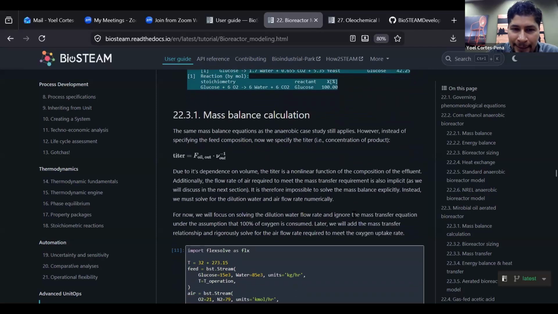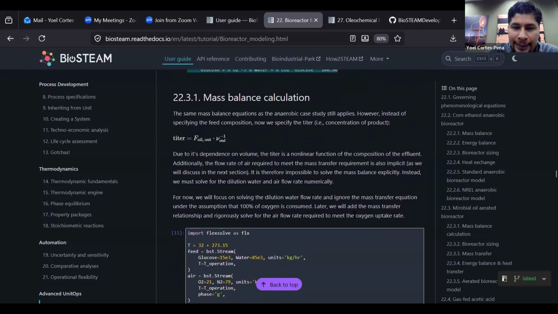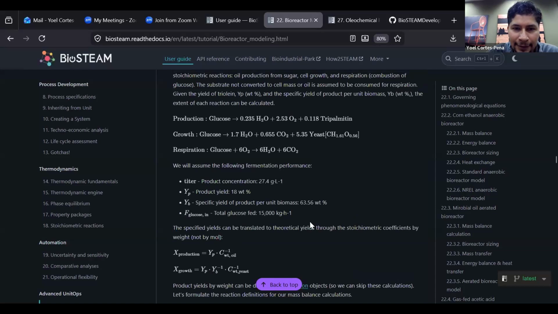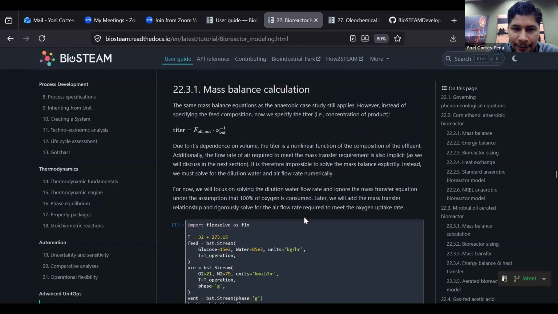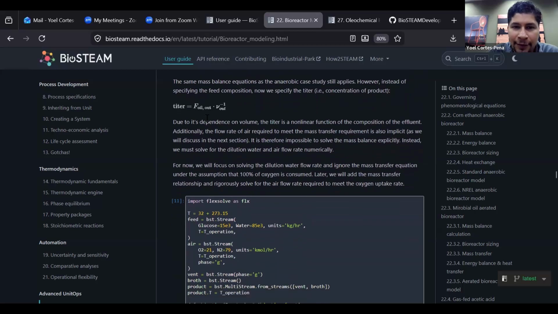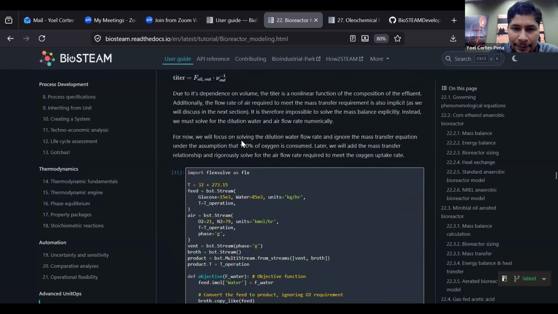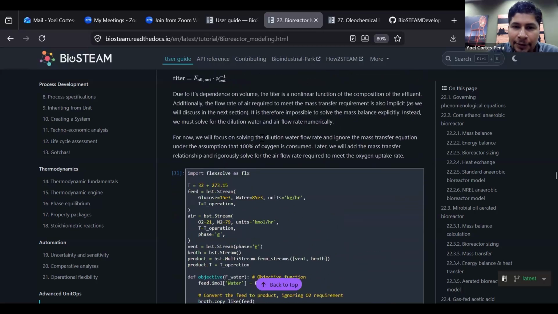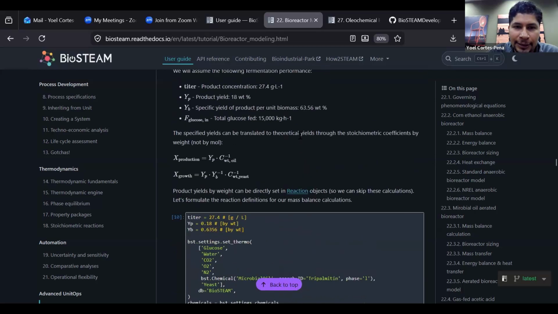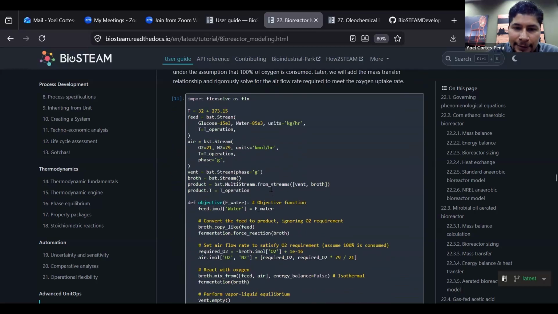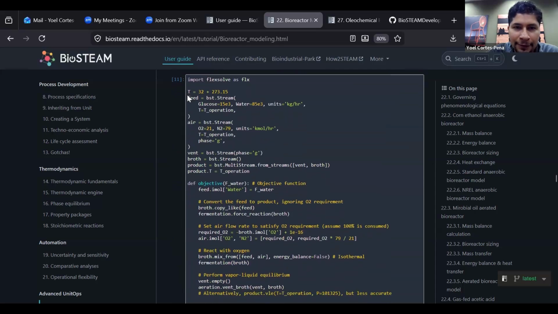Now we're going to move into the mass balance calculation. And here we've specified the titer and the amount of glucose coming in. So that'll tell us the volume of water that we need. And we need to solve for how much dilution water do we actually need to achieve that titer. And we can do that numerically. So here we have our feed coming in. We have air coming in.